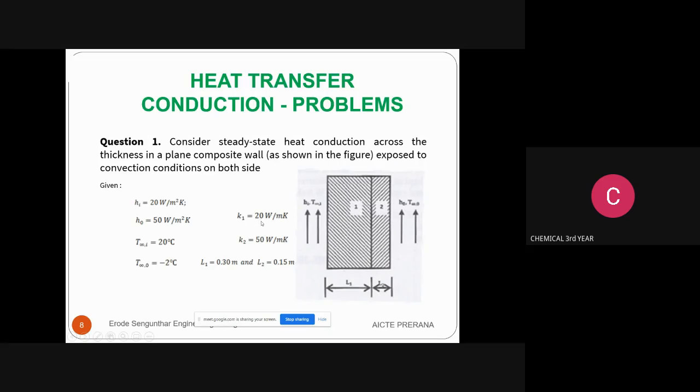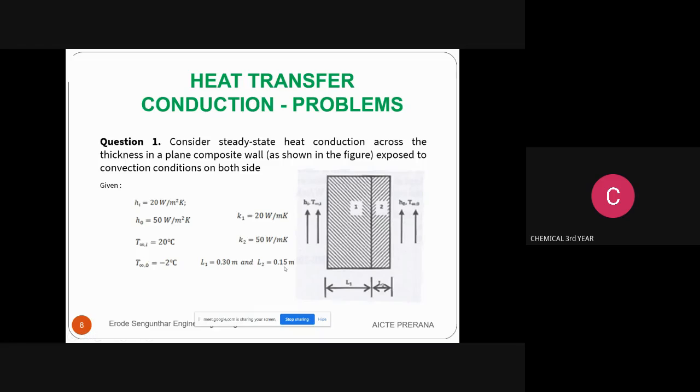K1 is the thermal conductivity of the first material, which is 20 watt per meter Kelvin. K2 denotes the thermal conductivity of the second material, which is 50 watt per meter Kelvin. Based on the figure, L1 is 0.30 meter and L2 is 0.15 meter. Check whether all the things are in SI units or not.